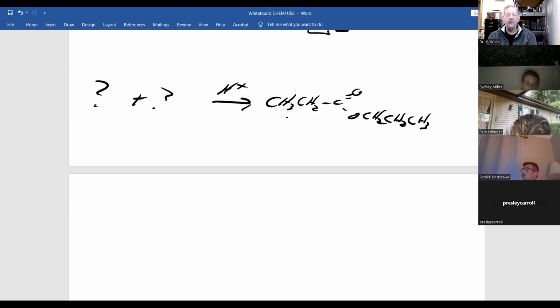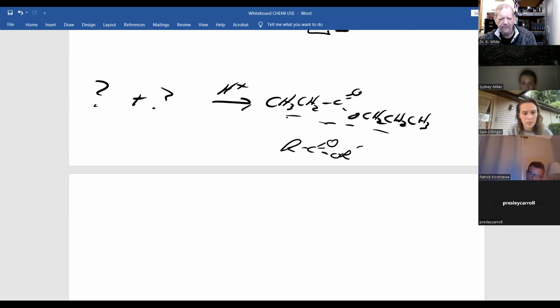So how do you do a synthesis problem? You look at the product and say, what functional group do I have? And you look for what's different. Carbonyl, oxygen, R here, R prime. I have an ester. And what do I react with acid catalyst to make an ester? A carboxylic acid plus an alcohol.